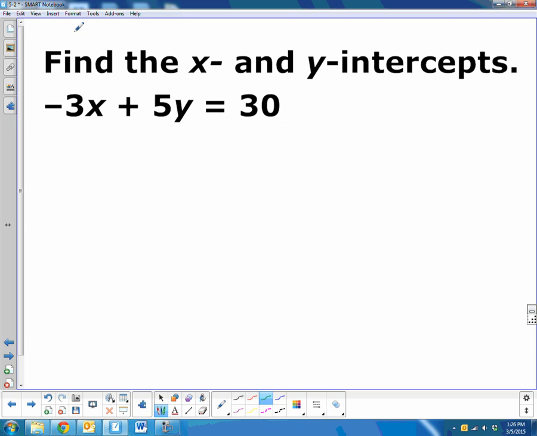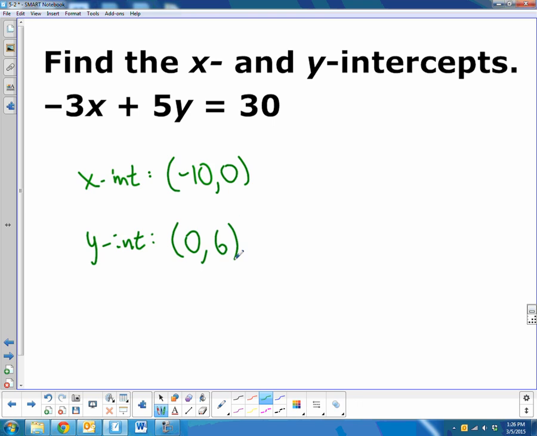The x-intercept should be (-10, 0), and the y-intercept should be (0, 6). If you did not get the x-intercept to be (-10, 0), or the y-intercept to be (0, 6), make sure you watch the linked video, watch the video below, and see how it's done.